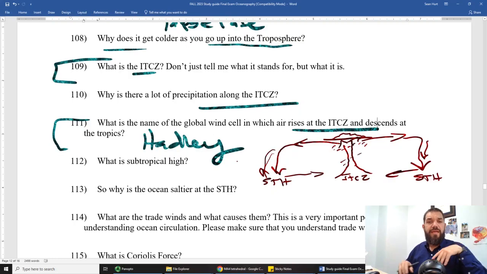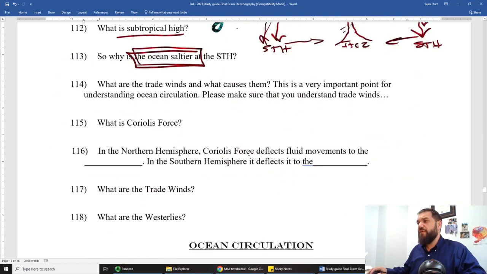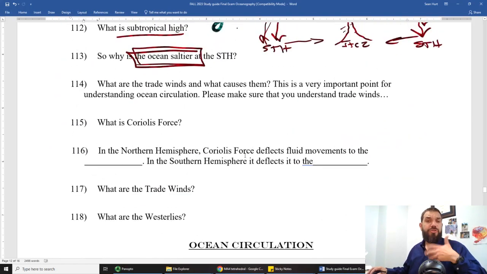So it comes down at the STH a lot hotter than how it began, and with a lot more energy. So that creates high temperature, dry air coming down at the STH, and that's what causes all the evaporation to make the ocean saltier at the tropics. Okay, so if you ever wondered why the ocean is saltier at the tropics, that's why. It has to do with these global air cycles.